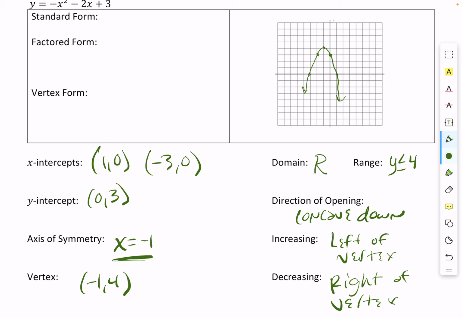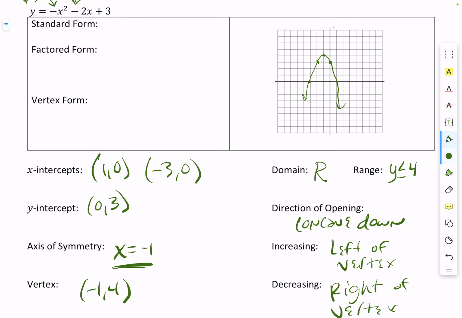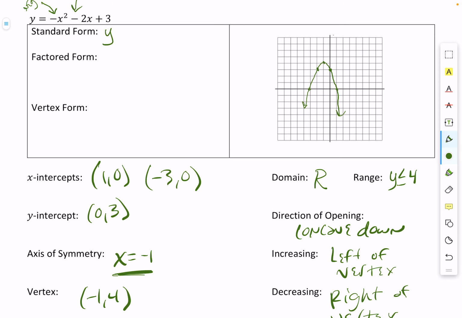So let's go to the new stuff. The new stuff for today has to do with the converting forms part. Now, what form is the equation in right now? Standard form. Good. Because remember, we have two goals this unit: graphing and converting the forms, okay?